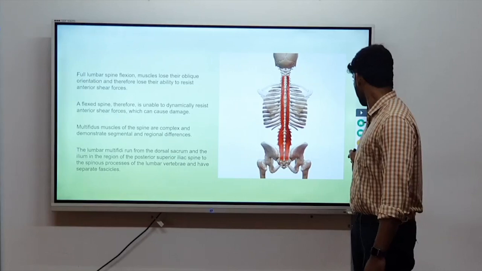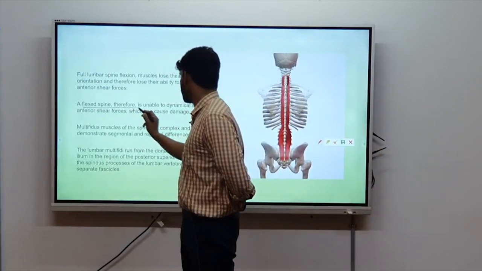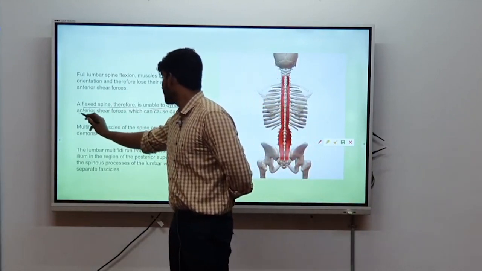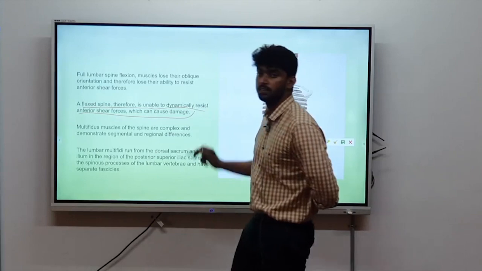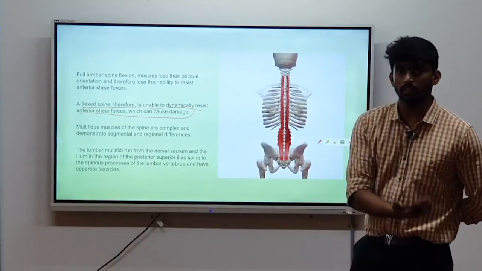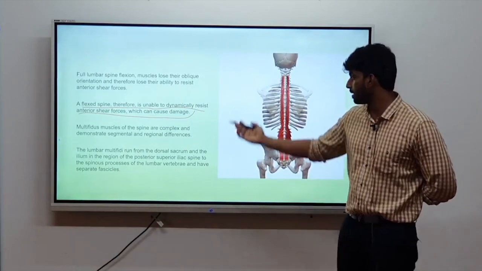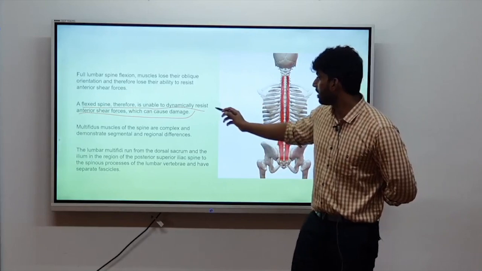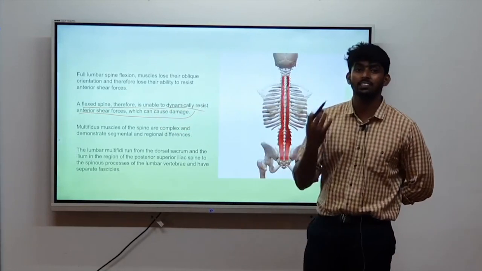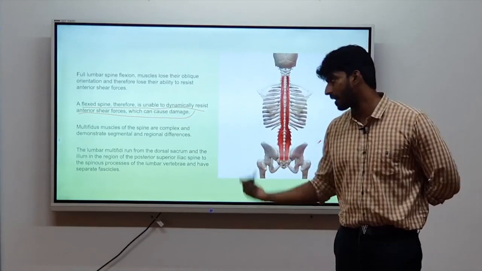I am going to underline this point. A flexed spine therefore is unable to dynamically resist anterior shear forces, which can cause damage. The same way, you might have heard the complaints from either your family members or some of your friends. When they are bending forward, sometimes they may get the pain because the flexed spine won't be able to dynamically resist the anterior shear force. So that can even cause damage to the lower back area.